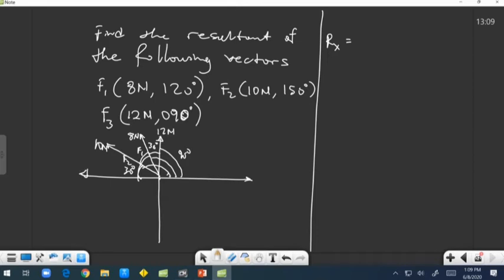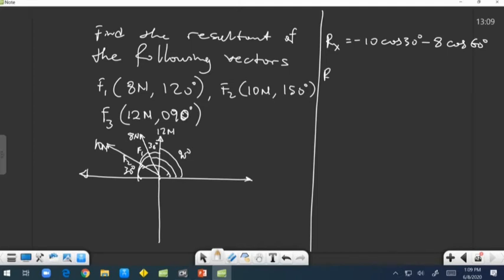So we have minus 10 cos 30, which is the F2 force. Then the next one is 8, so we have minus again 8, minus 8 cos 60 degrees. So this will give us the two forces that act, the resultant along the horizontal direction.